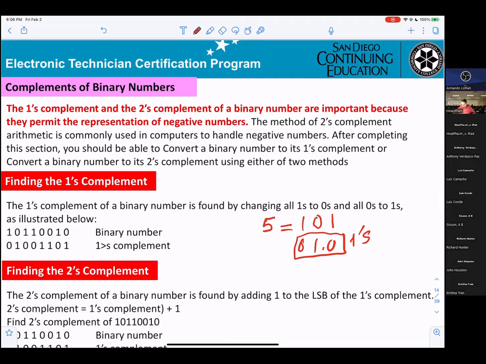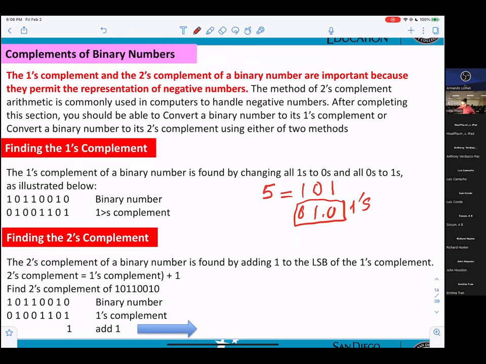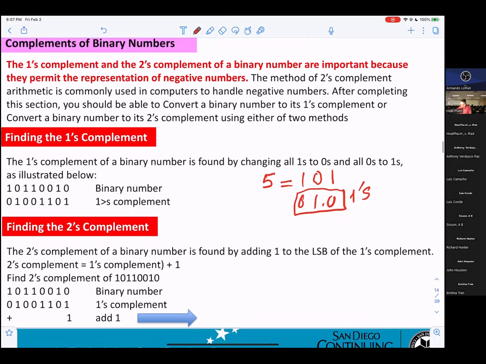Now, second complement. The second complement of a binary number is found by adding 1 to the least significant bit of the first complement. Okay? In order to get the second complement, first you have to get the first complement. Then you add 1. That will give you the second complement. For example, you have binary number 10110010. First thing you have to get the first complement. Then 1 to 0, 0 to 1. Now you add 1.